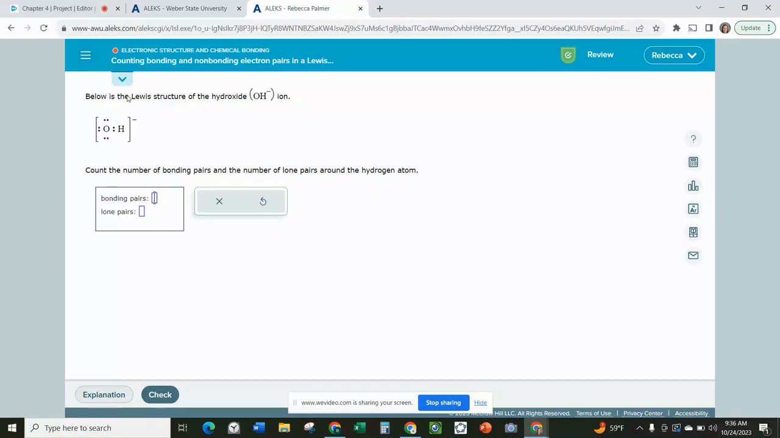Structure, and it says below is the structure of this ion. Okay, we can see all of the valence electrons. So if they're between the atoms, that's a bonding pair. They're bonding. If they're only on one side of an atom, they're not shared. These ones would be non-bonding. These ones are not bonding. This one is between the atoms, it's bonding.